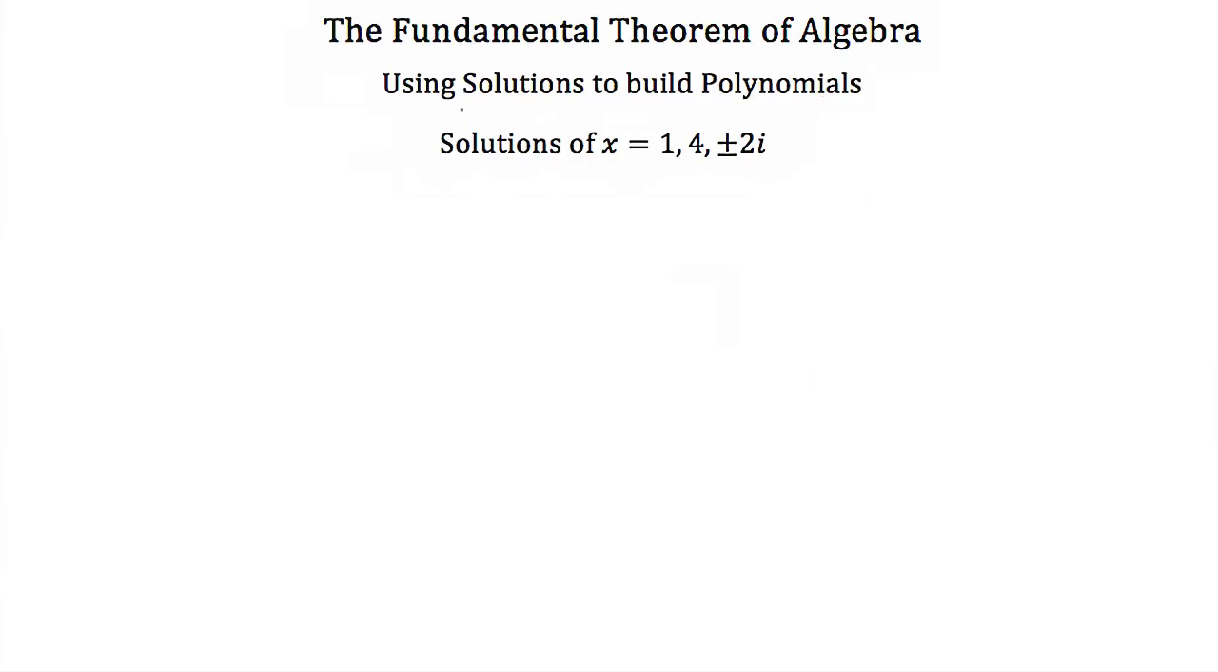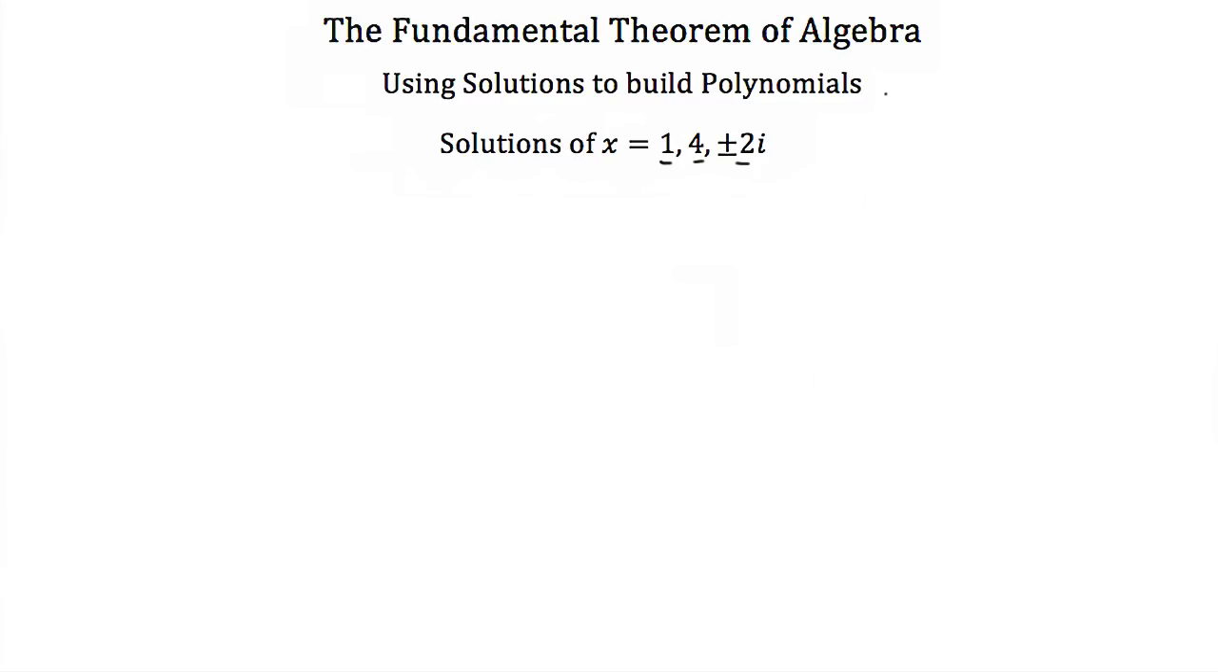Say we're given a bunch of solutions and we wanted to know what the polynomial of those solutions looks like. So basically we're taking all the rules that we learned to solve polynomials and we're using them in reverse. Now here we're given the solutions of 1, 4, and plus or minus 2i. Well, we have 1, 2, 3, and 4 solutions, so we know we're going to have a fourth order polynomial. Now we could have a higher degree polynomial if these solutions repeated, but we're going to assume they don't and just go with a fourth order polynomial.